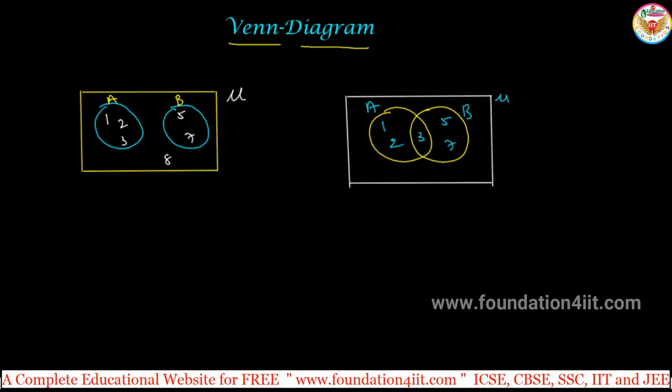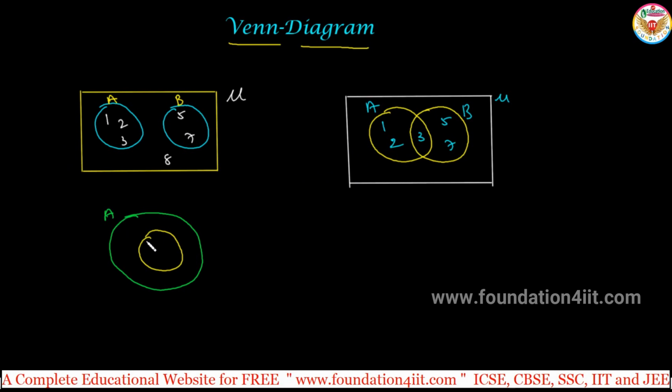And subsets. So set A is this, and inside there is one more set B. Every element in set B belongs to set A. So we can say B is a subset of A.